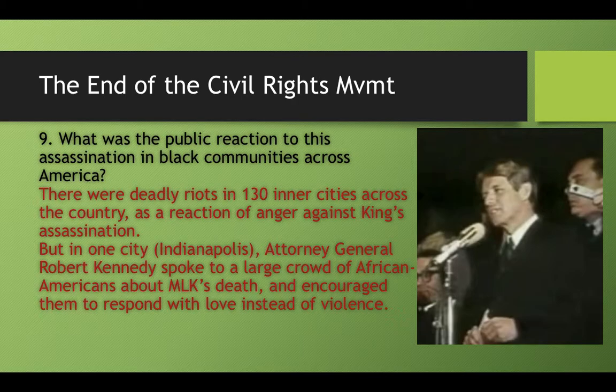And the reason why Indianapolis was violence free is because Robert Kennedy, who at this time was running for president, was in Indianapolis, and he took this opportunity to speak to a large crowd of African Americans about what had just happened that day, about MLK's death, and he encouraged them to respond with love instead of with violence. He said, hey, I get it.